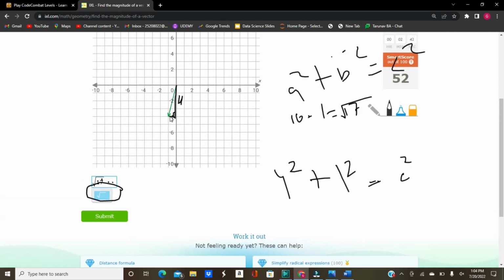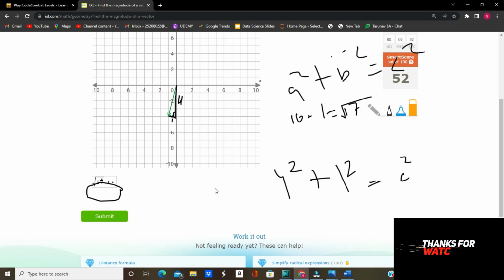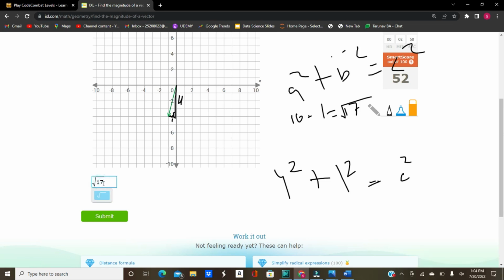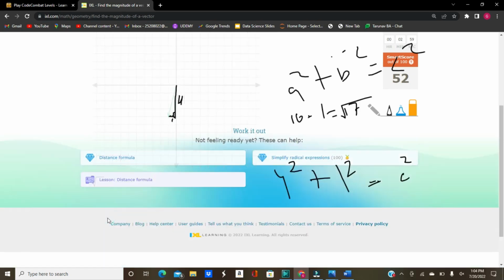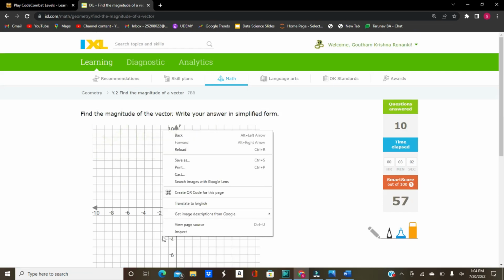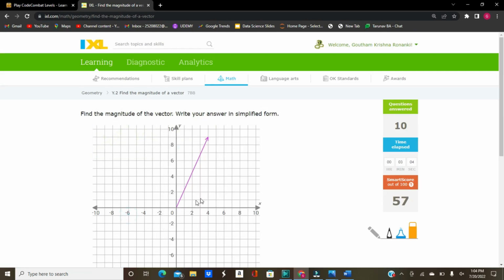If you're watching this video, I think you might have some familiarity with simplifying radicals. If not, don't fret, I'll make a video on simplifying radicals. So here we have the square root of 17, and we cannot simplify it as it is a prime number, and we click submit, and it's the right answer. So you keep doing the same thing. This one is 4 units long, then 9 units high, use the Pythagorean theorem and find the length.